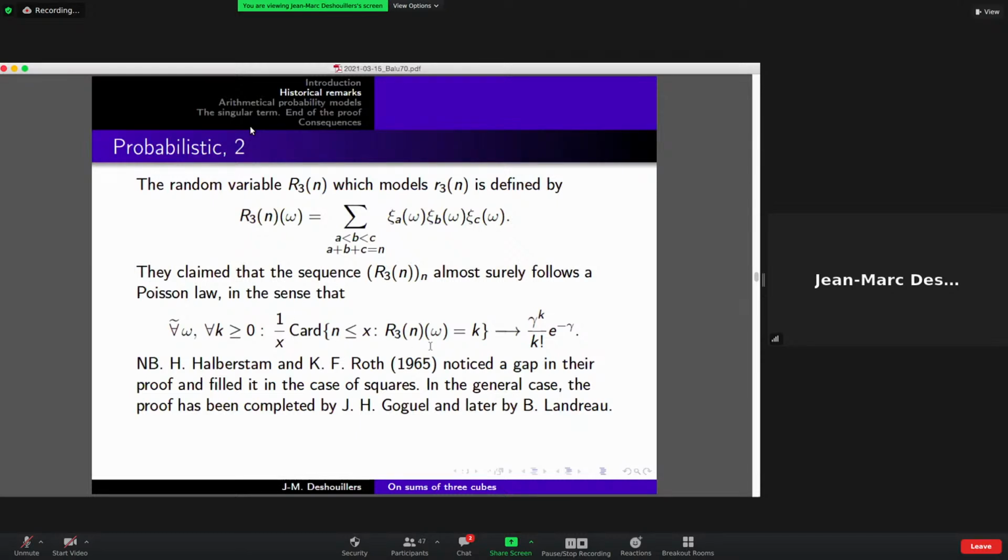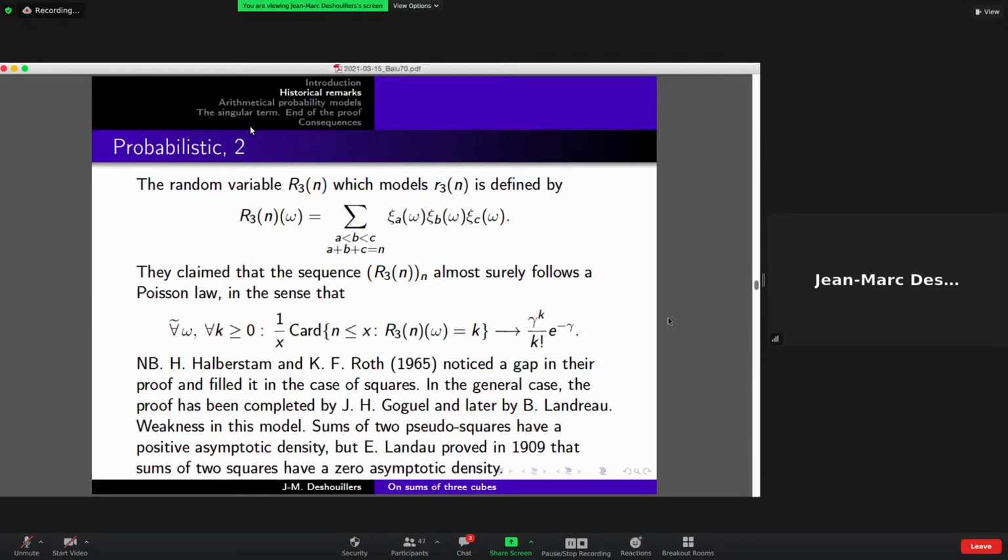Well, indeed, there is a gap which was noticed by Halberstam and Roth in their proof, and Halberstam and Roth filled it in the case of squares. In the general case, the proof has been completed by Gogol using the moment method, and later by Bernard Landreau, giving a slightly different result using a correlation inequality. We'll use also this correlation principle.